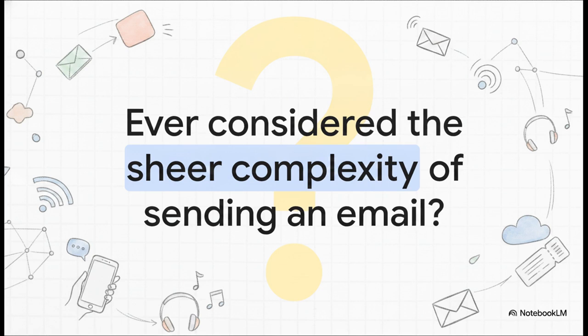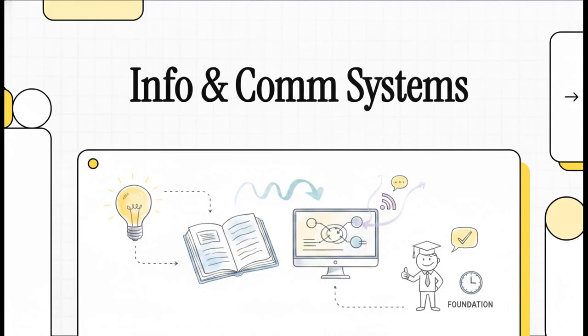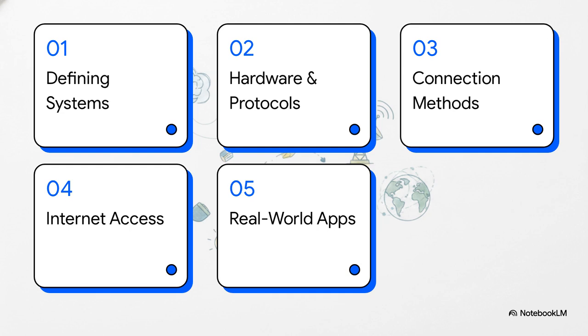But as future IT professionals, it's time to stop just using these systems and start understanding exactly how they operate under the hood. Today, we're diving headfirst into Unit 12.1, Information and Communication Systems. We're getting right to the good stuff, the core concepts from your textbook that you absolutely need to know for your exam prep. My goal today is to make these concepts crystal clear so you can walk into those assessments with total confidence. Here's our game plan for today.